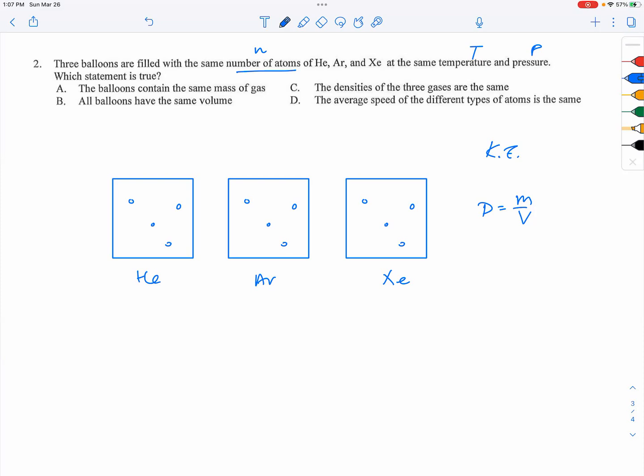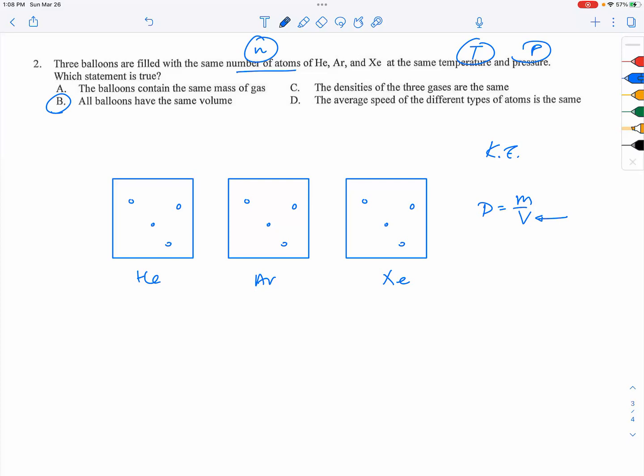Now, actually, can you tell something about the volume of these 3 gases? Would they have the same volume or different volume? How do you know they have the same volume? Well, it's actually all 3 together. If you look at PV and RT, same P, same T, same N, it's got to have the same V. So you have the same volume. Actually, that gives you the answer already. But yeah, let's prove how the other ones are not true.